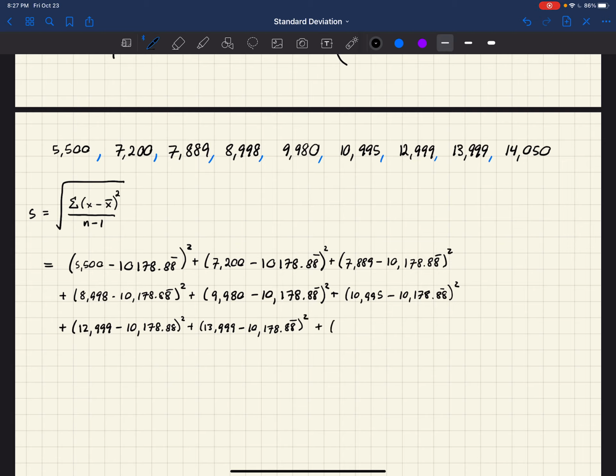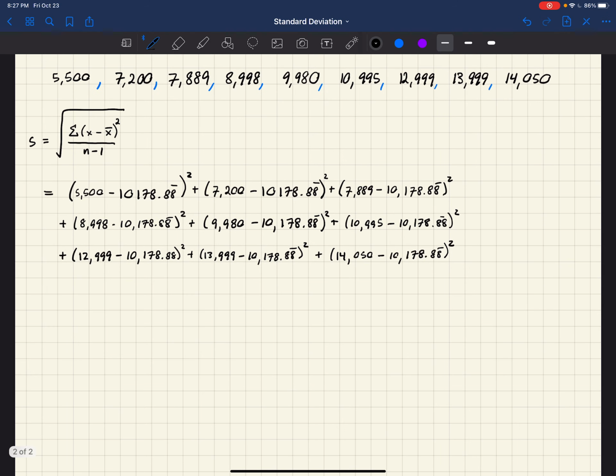Finally, the last term is 14,050 minus 10,178.88 squared. So this is the top of our fraction, the numerator. This whole area is the sum of x minus x bar squared. So put this whole thing over n minus 1. And recall n is equal to 9, so we have 9 minus 1.